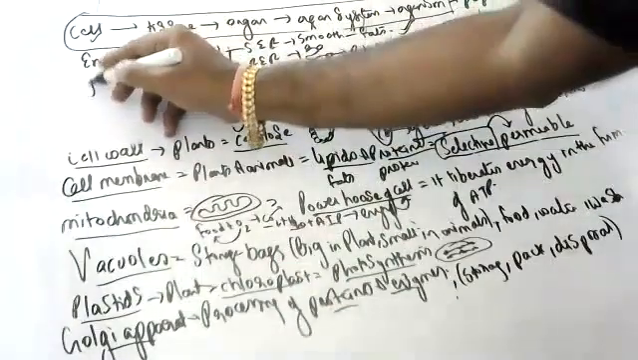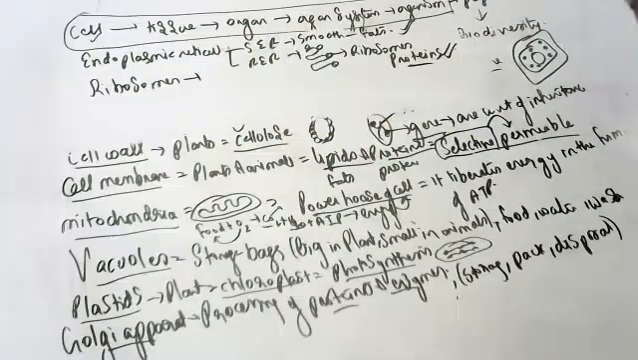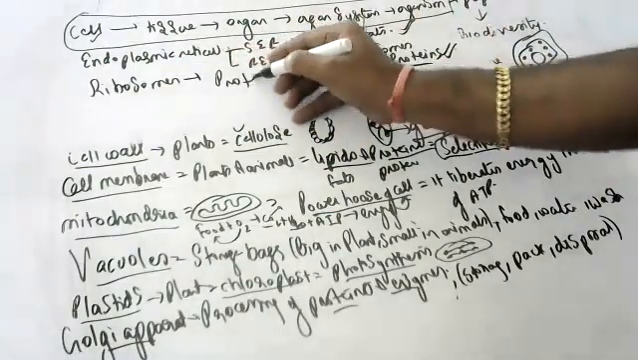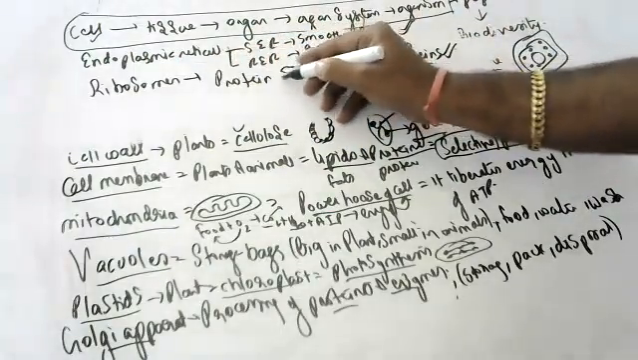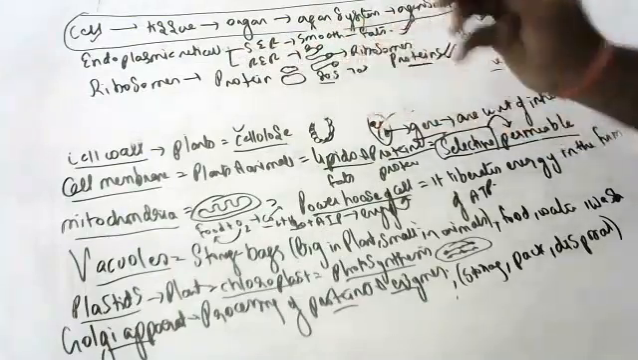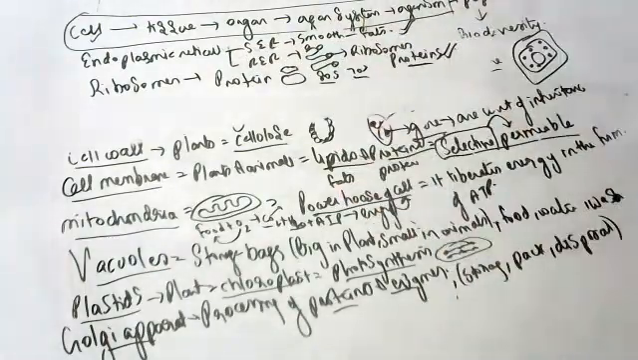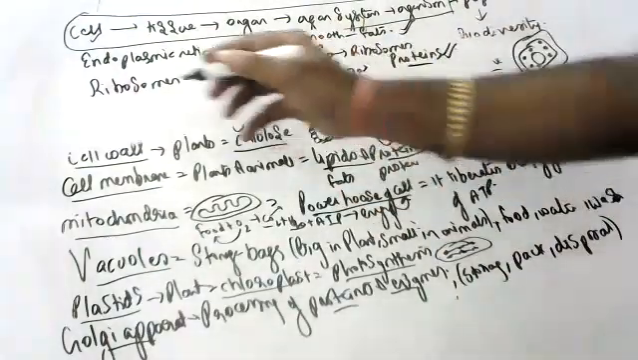Next, ribosomes. What are ribosomes? Ribosomes are also cell organelles which mainly help in preparation of proteins. Children, there are two types of ribosomes, 80S and 70S. 80S are present in eukaryotes and 70S are present in prokaryotes. The main function of ribosomes is to prepare proteins.